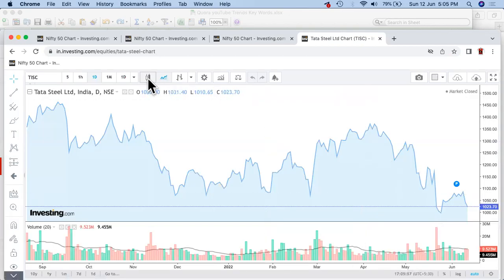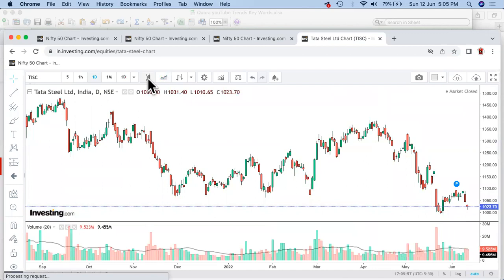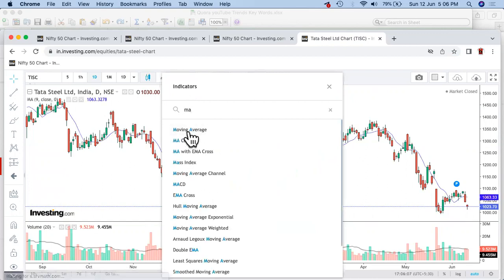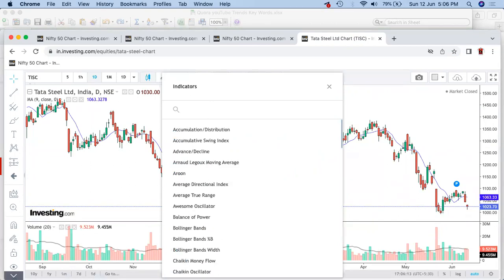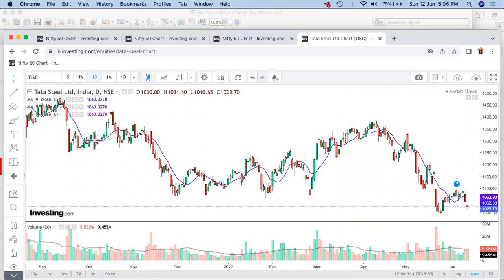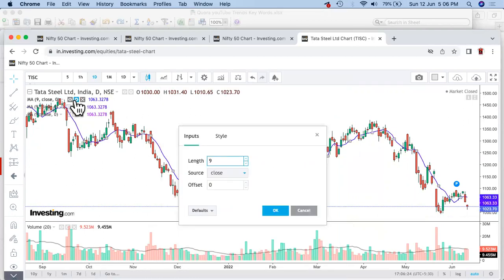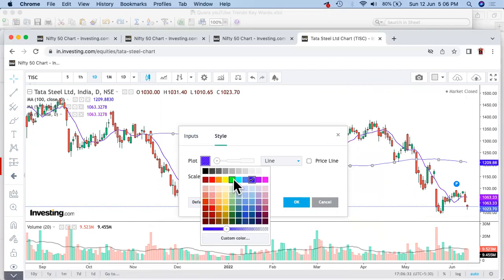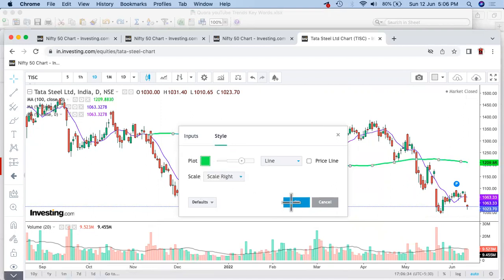I'll go for first of all candles and then go for moving average. Right. So I've considered three. I'll first of all go for the longest one, which is 100. And again, do the same thing and put down the color which we had used previously, green, making it dark.